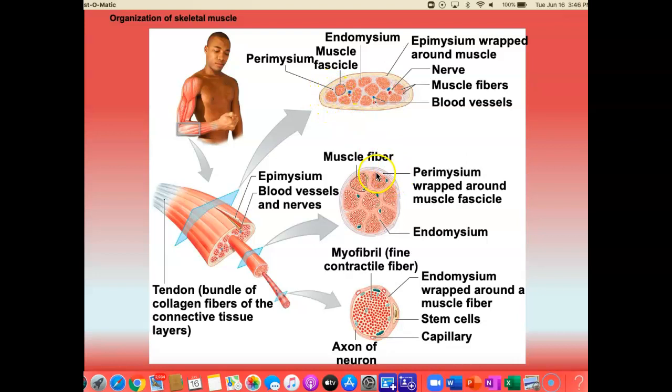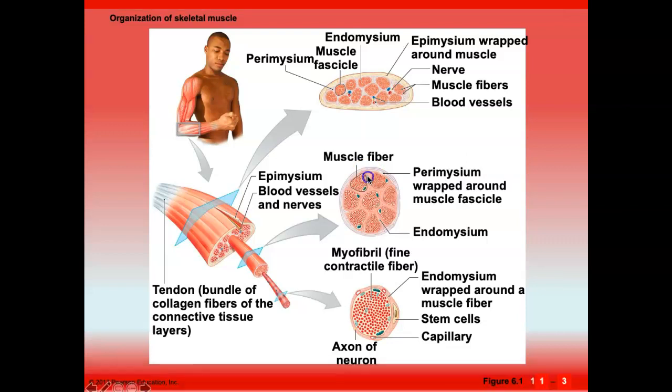And then here's an enlargement of the perimysium. It is composed of cells. So here a muscle fiber is a cell, and that muscle fiber is surrounded by endomysium. So the innermost layer is the endo, and the outermost layer is the epi.